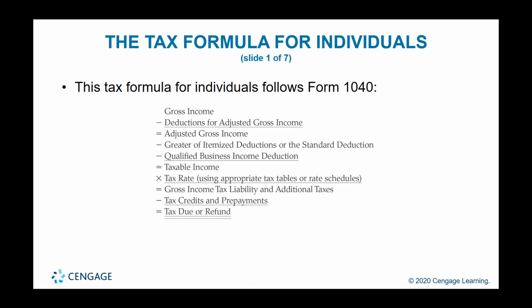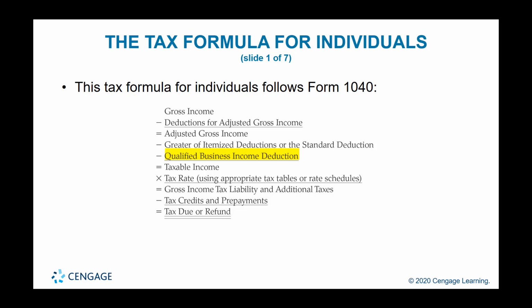In this second video on the tax formula for individuals, we will continue to discuss how the taxable income is derived and then the tax due or refund. So far, we've discussed gross income, deductions for adjusted gross income, and then the magic line, adjusted gross income or AGI. Then we would take the greater of the two: itemized deductions or the standard deduction.